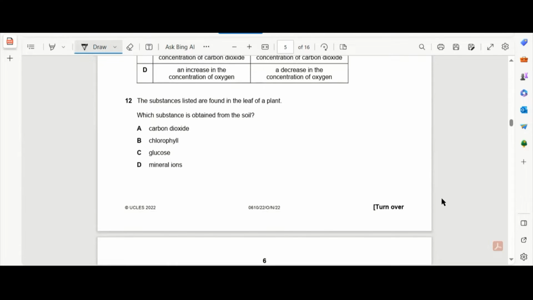Number 12, the substances listed are found in the leaf of a plant. Which substance is obtained from the soil? This is clearly mineral ions, no doubt at all, because carbon dioxide comes from air, chlorophyll is naturally present in the plants, glucose is formed by the plants. As we know, plants make food, and the food is glucose.